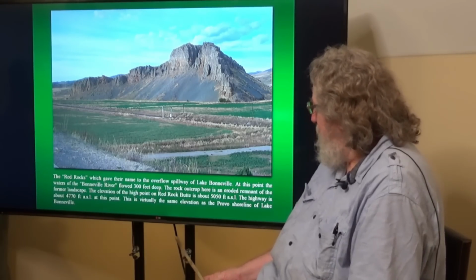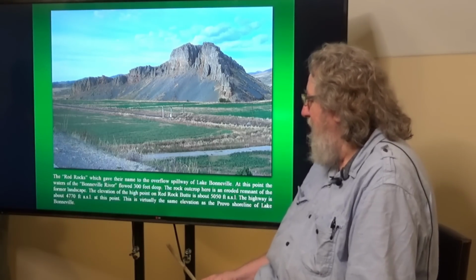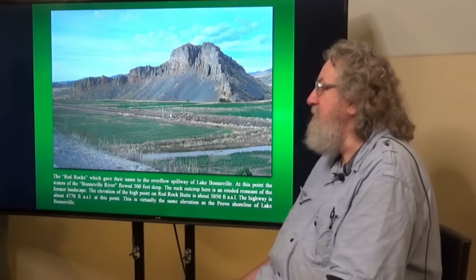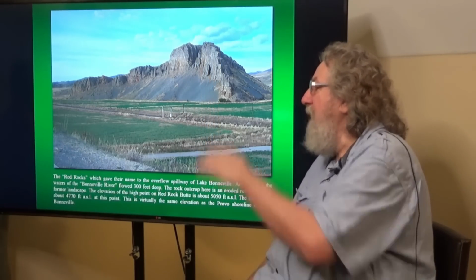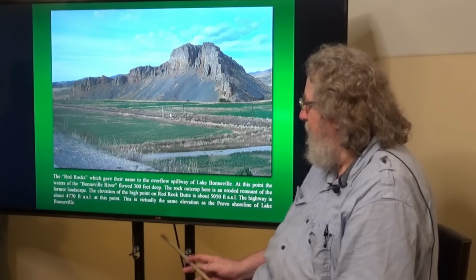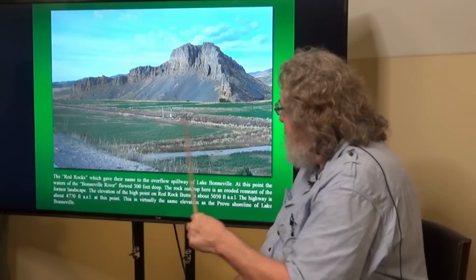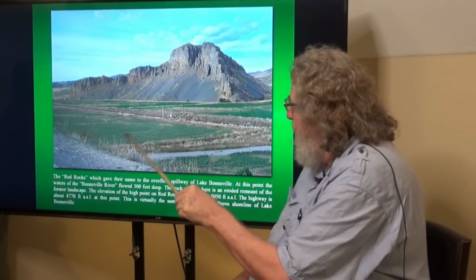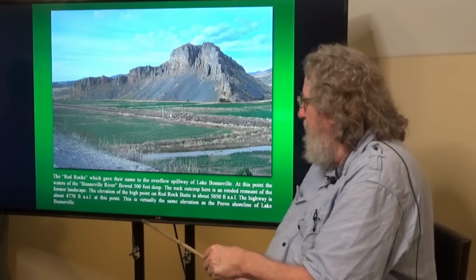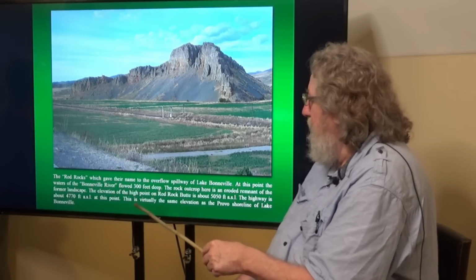The rock outcrop here is an eroded remnant of the former landscape. The elevation of the high point on Red Rock Butte is about 5,050 feet, which is just below the original elevation of the pass. The highway is about 4,770. Actually, this is the edge of the highway. This is a railroad track here, but this whole area below here is about 4,770 feet above sea level. This is virtually the same elevation as the Provo shoreline of Lake Bonneville.